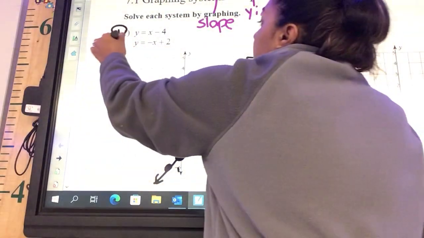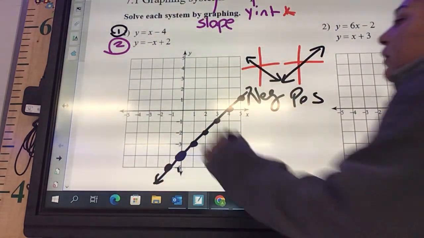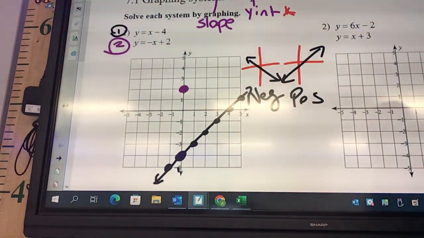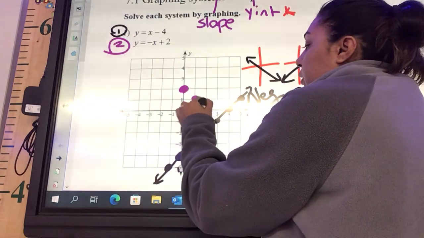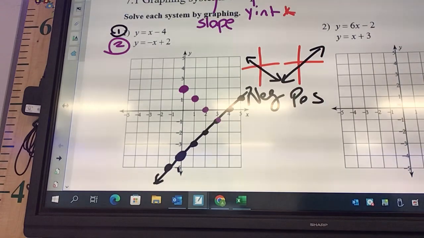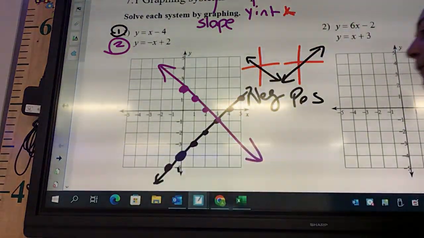Okay, line 2. Line 2 starts out where? At 2. What is our slope? -1. Okay, so we can go down 1 over 1, down 1 over 1, down 1 over 1. And you need to graph as many points as you have to until you see that intersection point. See, there's one point that's black and purple? That's our intersection point. Once you graph enough of those points, you'll get that intersection point, and then you can draw your arrow.